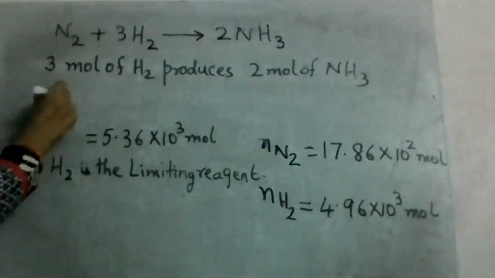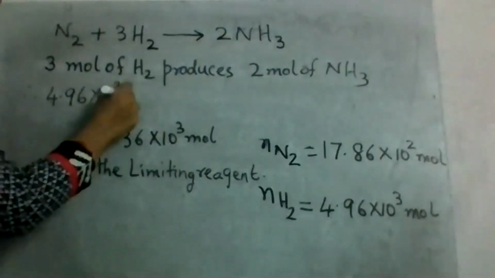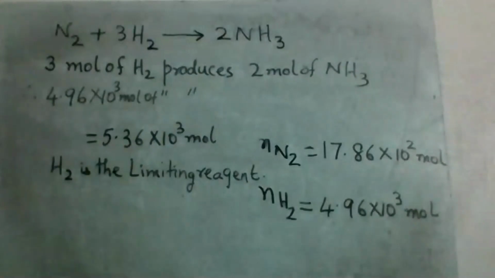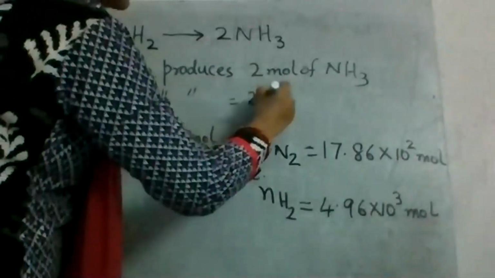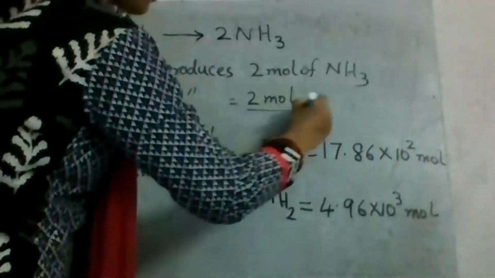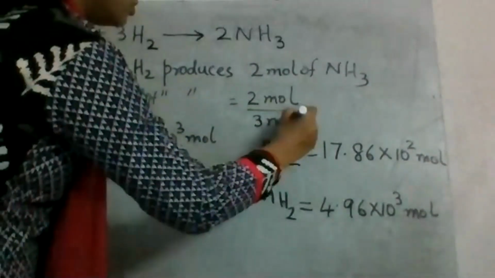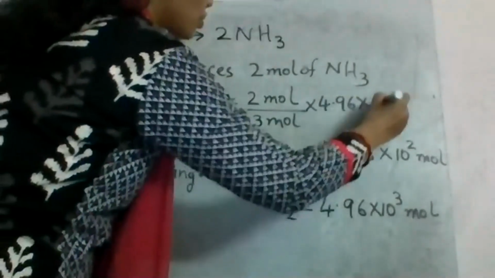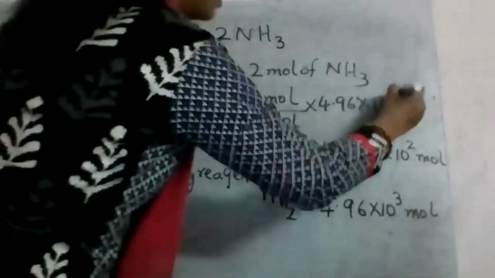Therefore, the hydrogen given in the question, 4.96 into 10 raised to 3 moles of hydrogen, will produce how many moles of ammonia? So I'll write 2 moles divided by 3 moles into 4.96 into 10 raised to 3.